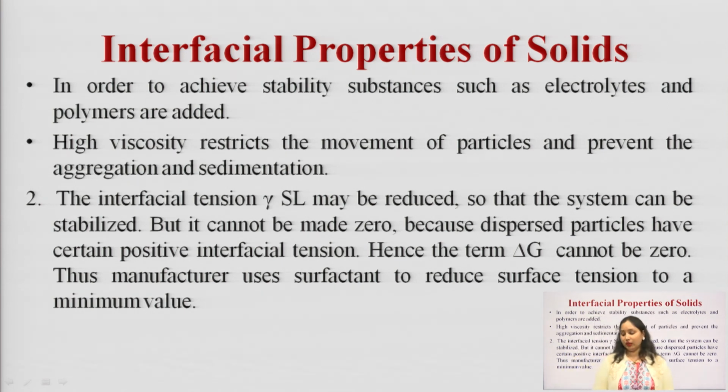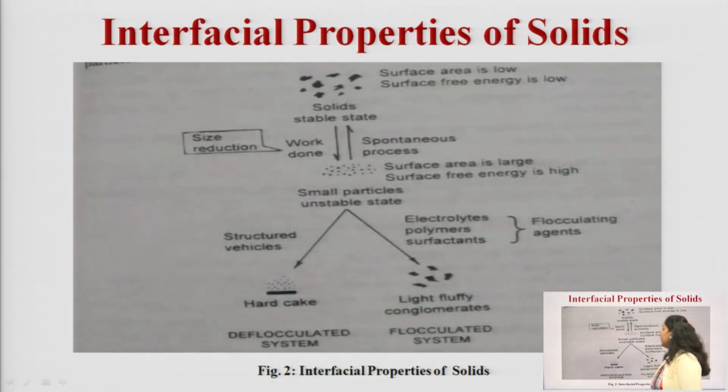The interfacial tension may be reduced so that the system can be stabilized, but it cannot be made zero because the dispersed particles have a certain degree of positive interfacial tension. Hence, delta G, that is the surface free energy of the system, cannot be made zero. So, the only approach that the manufacturer can use to stabilize the system is the incorporation of a surface active agent. Thus, the manufacturer uses surfactant to reduce interfacial tension to a minimum value. This is the pictorial diagram.